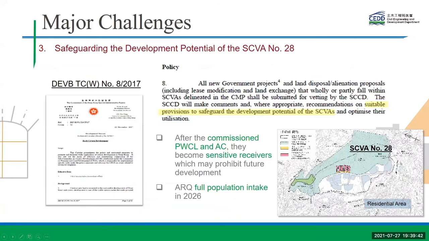As an engineer, we need to plan for the future. This is also essential for caverns development. According to the Development Bureau Technical Circular number 8/2017, all government projects should provide suitable provision to safeguard the development potential of the SCVA. SCVA number 28 is a very large piece of land, and even after the completion of our project together with the other caverns projects in the vicinity, say the EPD project, there is still lots of area to be developed. However, the potential portal location indicated in the caverns master plan will be fully occupied by the existing project. So we have to find a way to enable the future development potential.